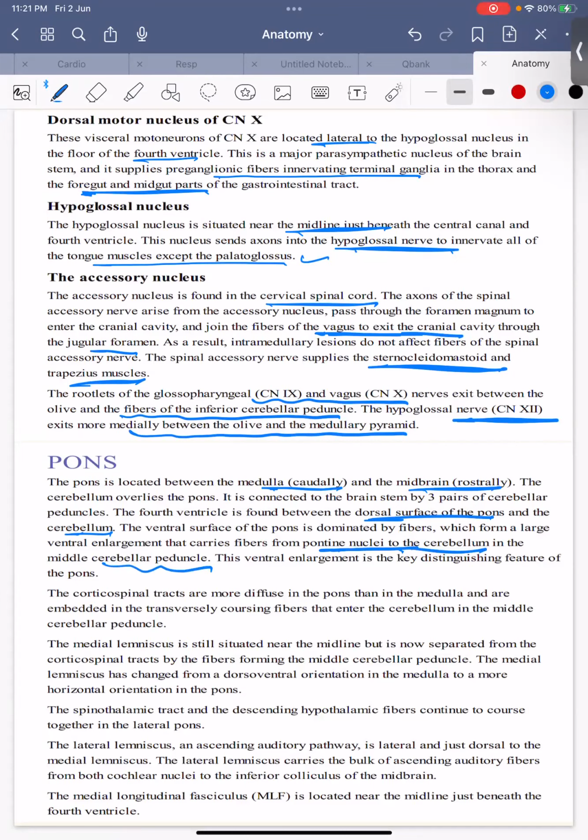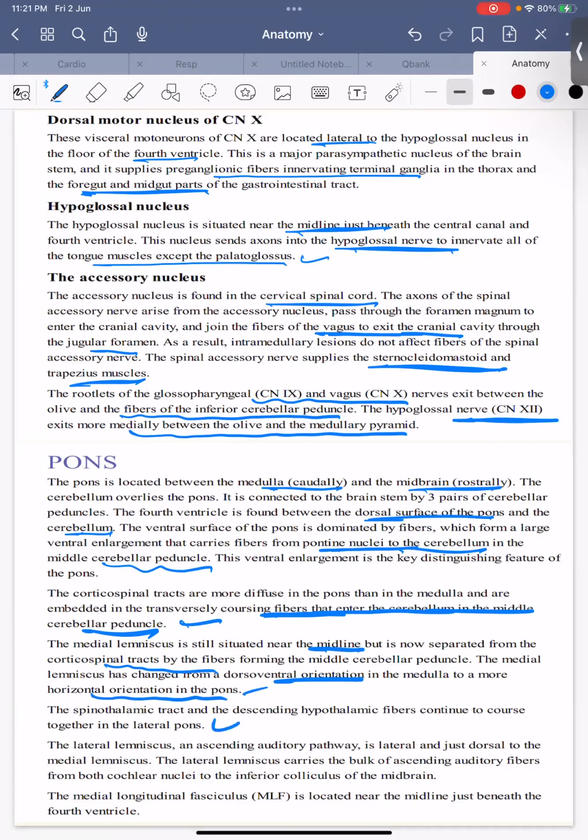Now, the corticospinal tract in the pons is more diffuse than in the medulla, and the fibers course transversely. They are more embedded, along with the fibers entering the cerebellum along the middle cerebellar peduncle. The medial lemniscus is near the midline, but now it's quite far from the corticospinal tract. The medial lemniscus has changed from a dorso-ventral orientation to a more horizontal orientation in the pons, not very important.